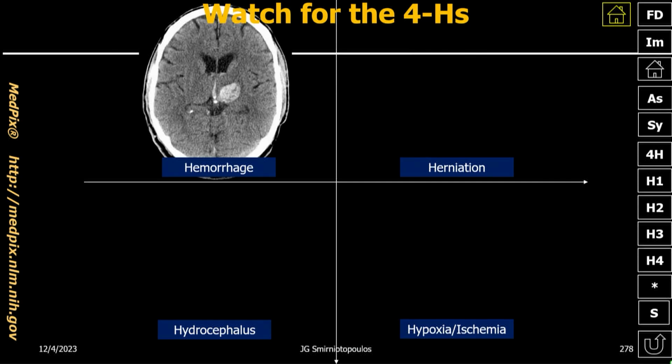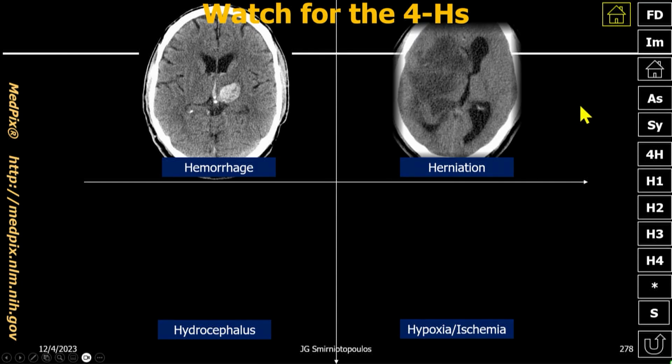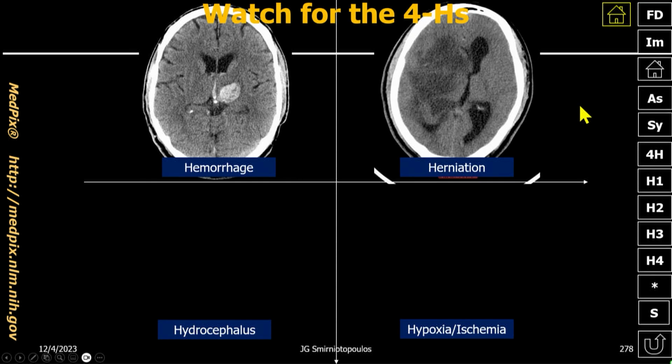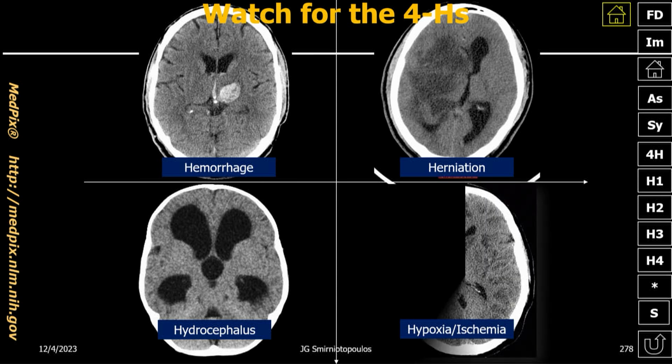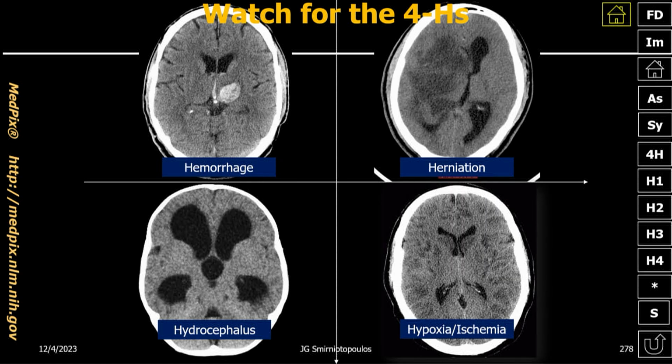Just some examples of them I'll show at the beginning, and I'll come back and show them again later on. Hemorrhage, that may give you a headache as well. Herniation, major subfalcine herniation from a mass lesion here. Significant hydrocephalus for this patient. And then here's a patient that had global hypoxia and ischemia. So we'll come back and talk about this at the very end.